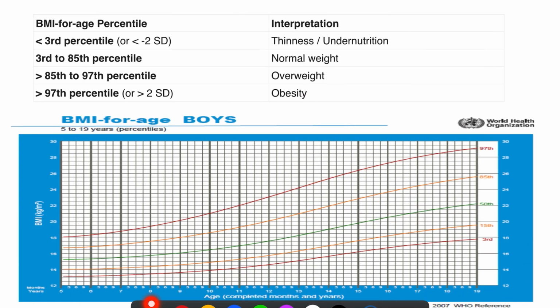This is the WHO BMI for age chart for boys, which is blue in color. The interpretation is the same. If the BMI for age is less than the 3rd percentile, it is thinness or undernutrition. From the 3rd to 85th percentile, it is normal weight. From the 85th to 97th percentile, it is overweight. And above the 97th percentile, which is more than 2 standard deviations, it is classified as obesity.